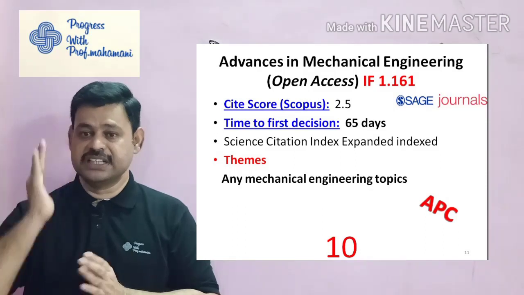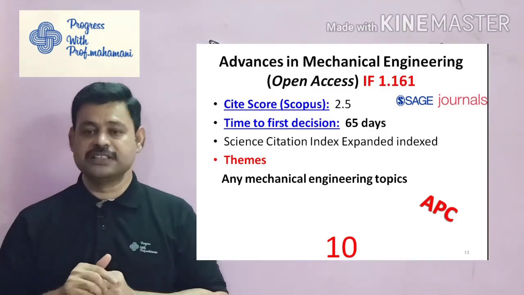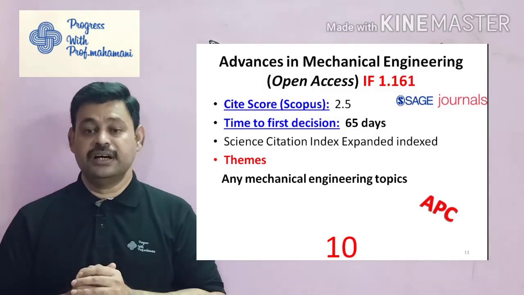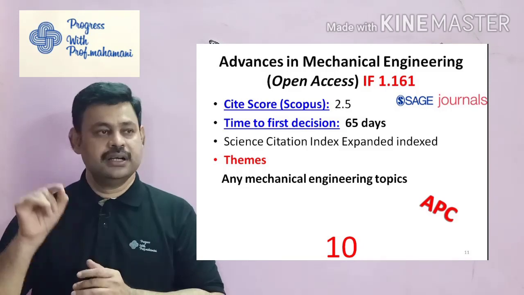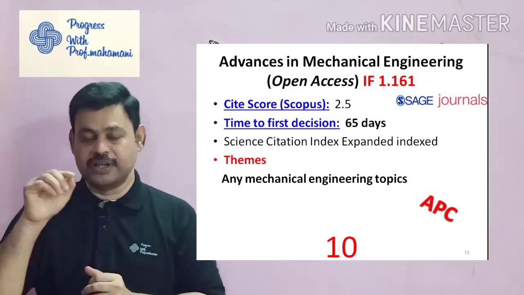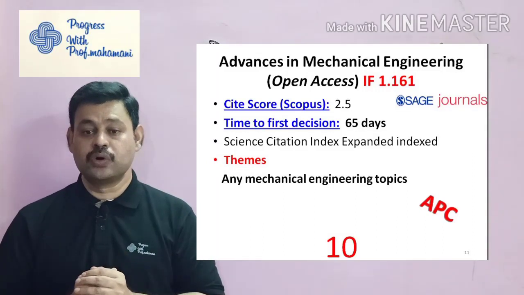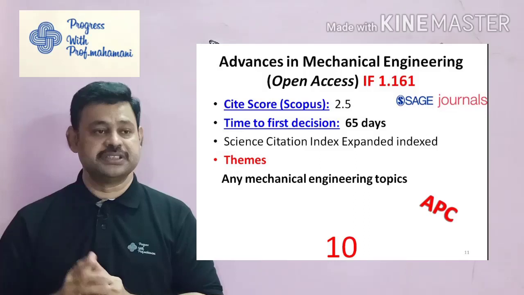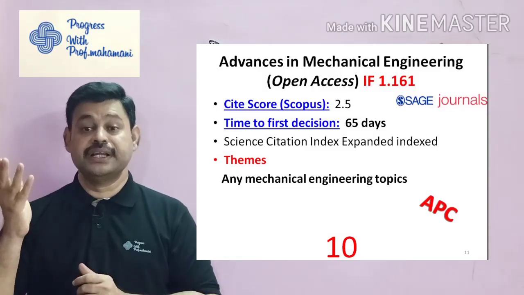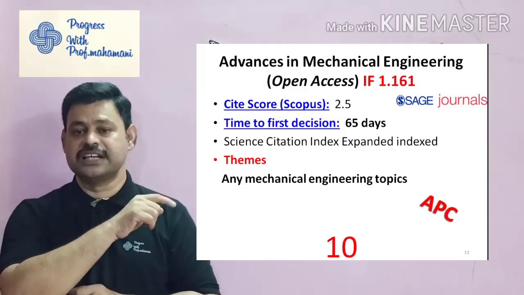Now we go to the 10th journal. The title of the 10th journal is Advances in Mechanical Engineering. This is an open access journal. Impact factor is 1.161. This is a Scopus index journal. CiteScore for this journal is 2.5. Time to first edition for this journal is 65 days. This is SCIE indexed. If you look at the themes, any mechanical engineering topics they are accepting. The only negative point for this journal is the article processing charge. It is available in this slide.